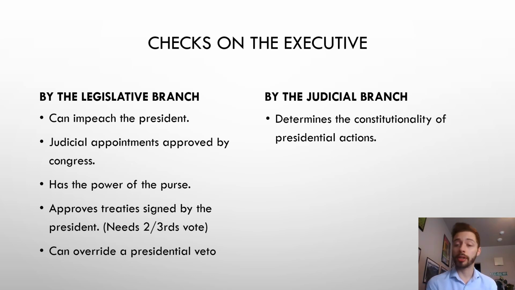Some of these checks consist of the legislative branch being able to impeach the president. Remember, how many steps are there in that process? 2 steps. Vote for impeachment in the House, removal from office in the Senate. We also remember that the legislative branch can approve or disapprove of judicial or cabinet appointments provided by the president. They have to vote and approve of these individuals for them to obtain the seat that the president appoints them to.